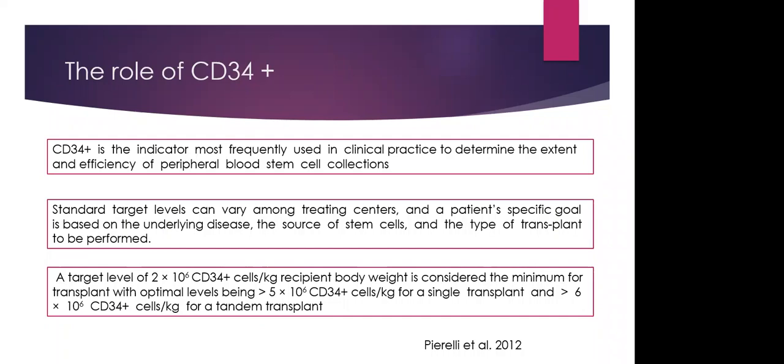The role of CD34 cells. A target level of 2 multiplied by 10 to the power of 6 CD34 plus cells per kg recipient's body weight is considered the minimum for transplant, with optimal level being greater than 5 multiplied by 10 to the power of 6 CD34 plus cells per kg for a single transplant, and greater than 6 multiplied by 10 to the power of 6 CD34 plus cells per kg for a transplant recipient.